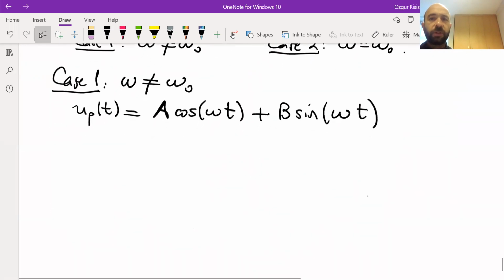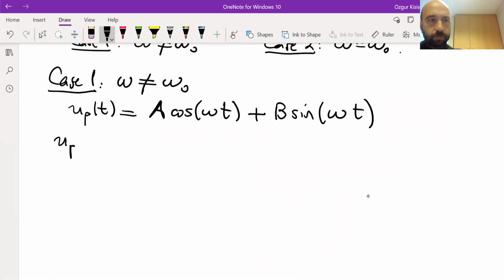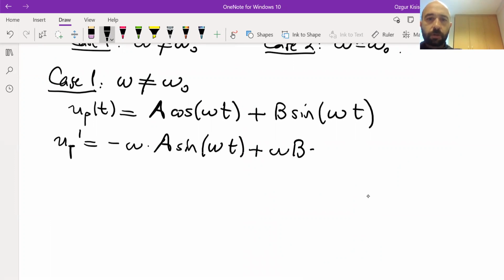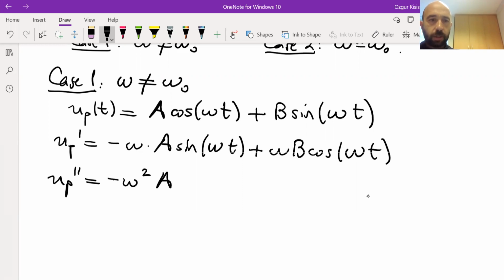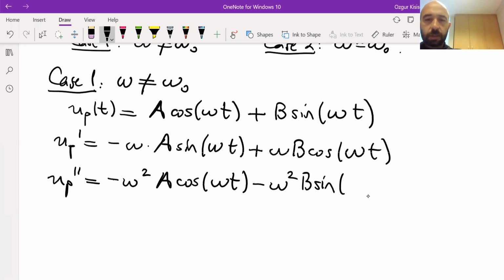We'll need two derivatives, so let's take the two derivatives. u_p' is minus omega a sine omega t plus omega b cosine omega t. And the second derivative is minus omega squared a cosine omega t minus omega squared b sine omega t. Now put these in the equation.